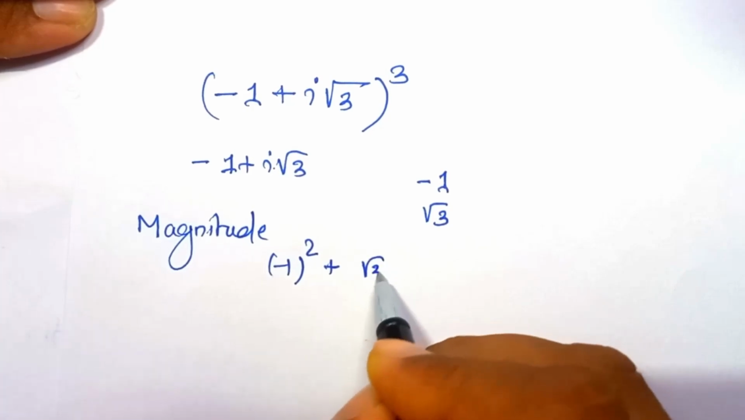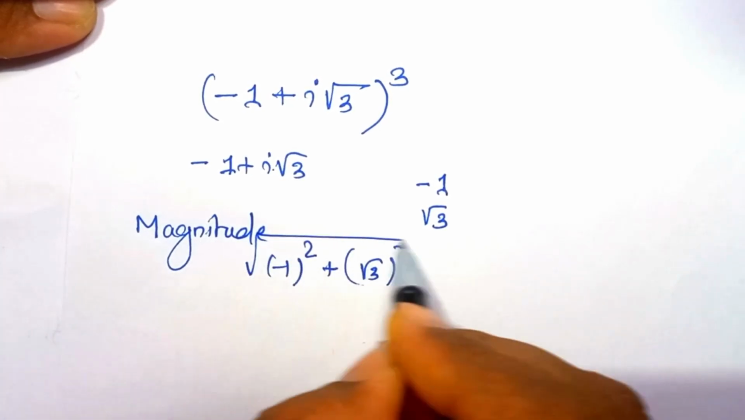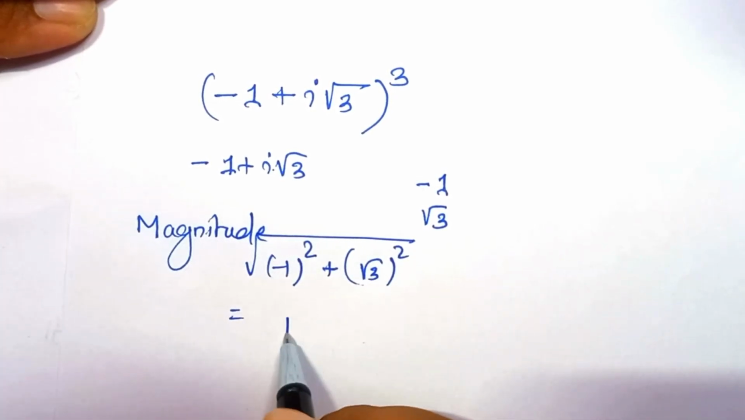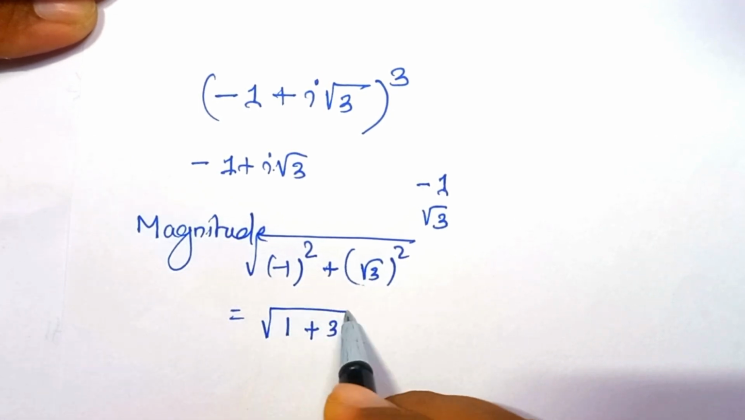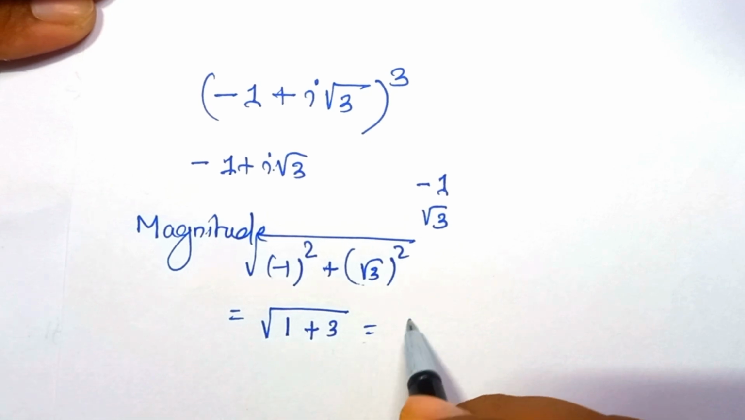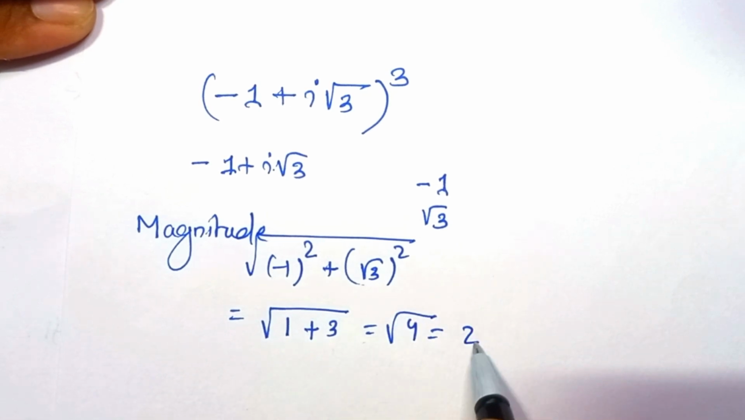The magnitude of this given complex number is the square root of minus 1 square, that is the real part square, plus the imaginary part square. That is equal to the square root of 1 plus root 3 square, which is 3, so we have the square root of 4, that gives us a value 2.